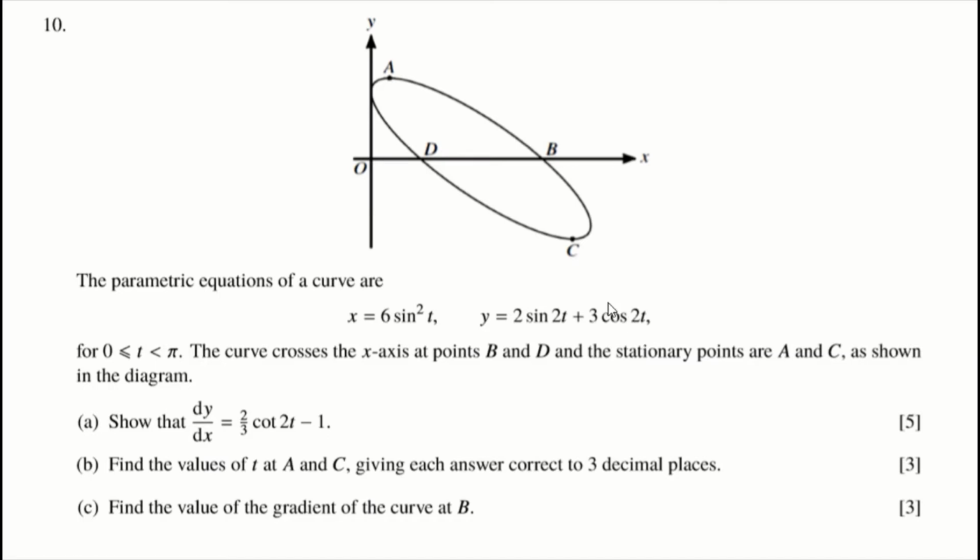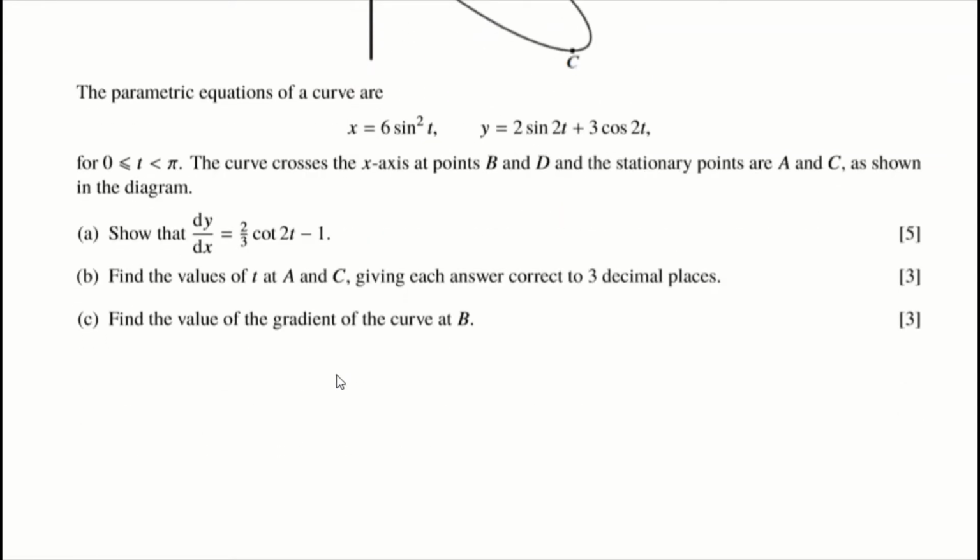Okay, so when you look at this, you can imagine later you need to do differentiation, because your coordinate geometry and other parts don't involve any parametric equation. So when you have this, it has to deal with differentiation. The curve crosses the x-axis at points B and D, and the stationary points are A and C. These are the maximum and minimum. For part A, you need to show that dy/dx equals 2/3 cot 2t minus 1.